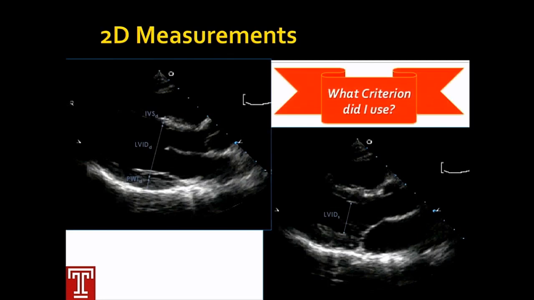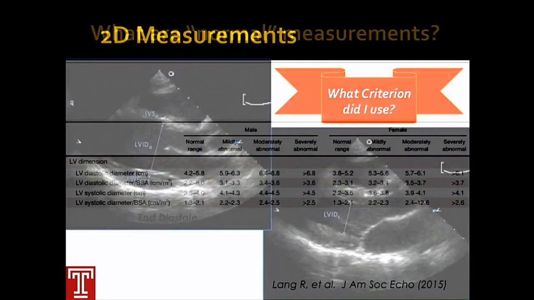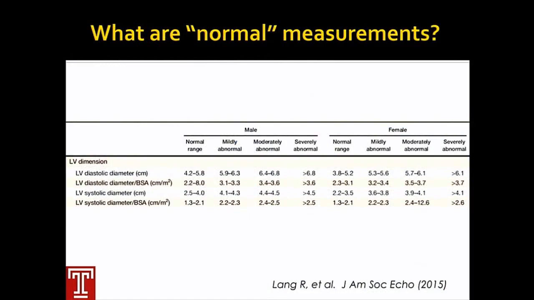If you look closely, since this was done by me, I'm using the largest diameter that I could visually find, and the smallest diameter that I could visually find, which is usually about a frame before closure of the aortic, or a frame before closure of the mitral. So what are the normal measurements?